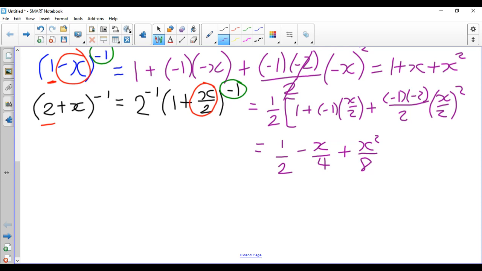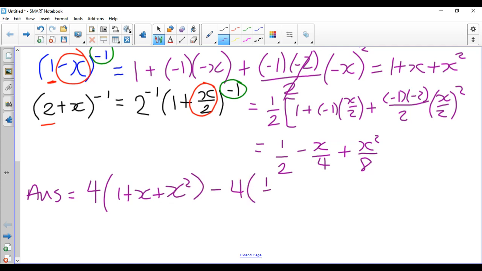Now what we've got to do is take my 2 expansions and put them back in. So my answer will be 4 lots of the 1 plus x squared minus 4 lots of the half minus x over 4 plus x squared over 8.